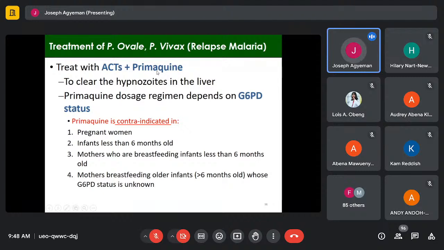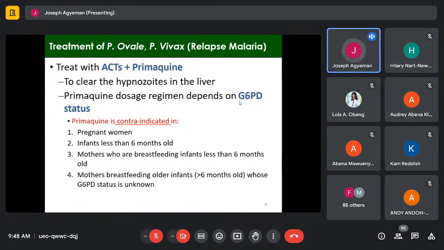Unfortunately, primaquine is one of those agents implicated when we're discussing G6PD-induced anemia. Primaquine can cause hemolytic anemia as a result of lack of the enzyme glucose-6-phosphate dehydrogenase. So the key thing is, before you give your primaquine in addition to the ACT, you need to find out the G6PD status of the patient. Once it is ovale or vivax, then you should be getting ready. But there is an inclusion and exclusion criteria based on G6PD status.